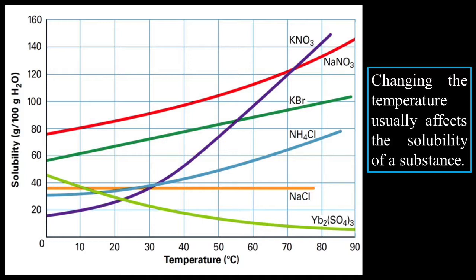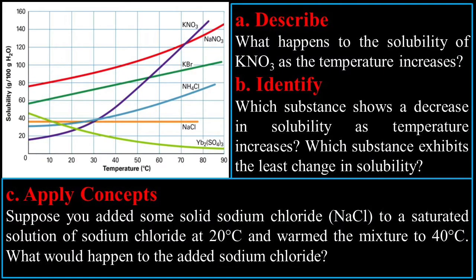Changing the temperature usually affects the solubility of a substance. Something to note here, look at sodium chloride. Sodium chloride, of all of these salts, has a very small change in solubility in grams per 100 grams of water between the temperatures of 0 and, let's say, 80 degrees, which is pretty unusual.